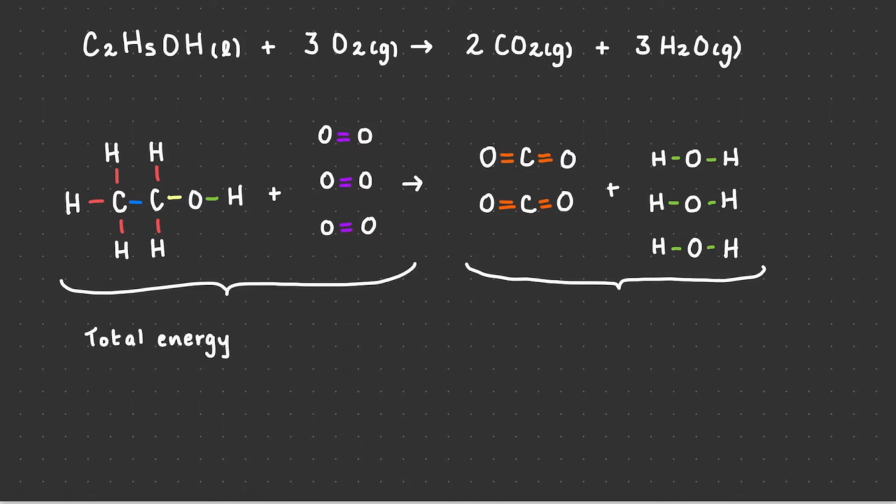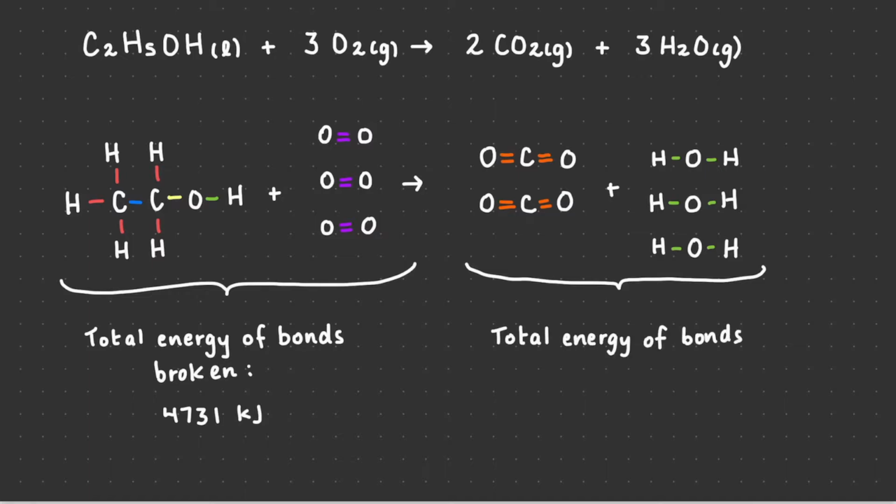We're now going to add together the energy of our bonds in the reactants. These are the bonds that are broken. We get 4,731 kilojoules, and the bonds formed, the total energy is 5,998.